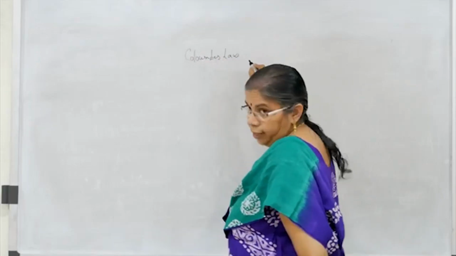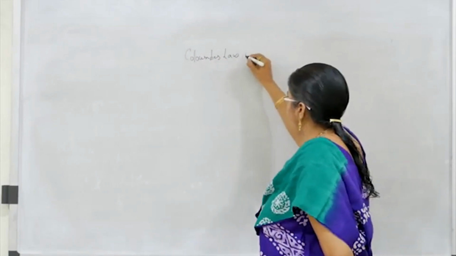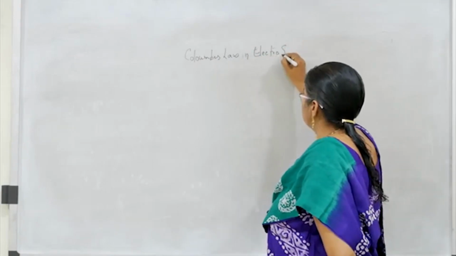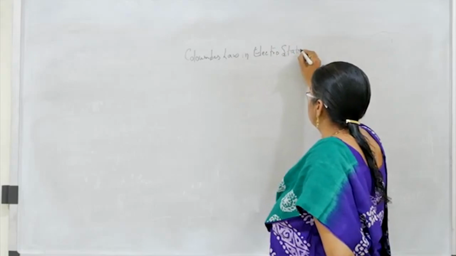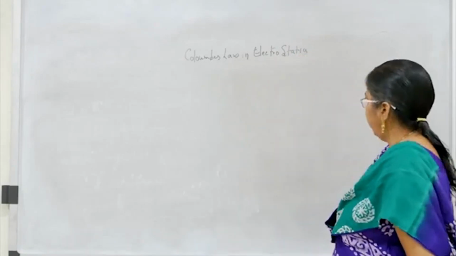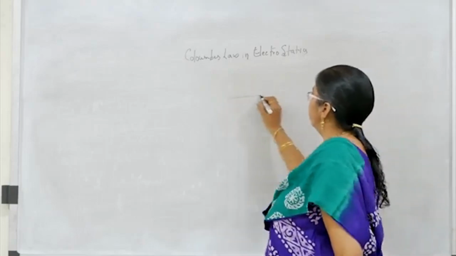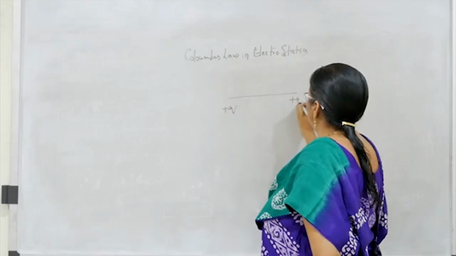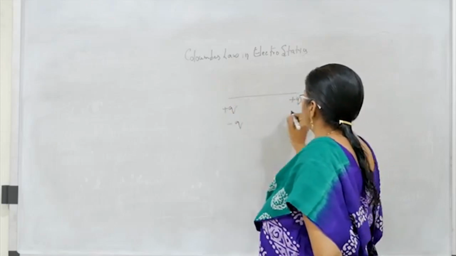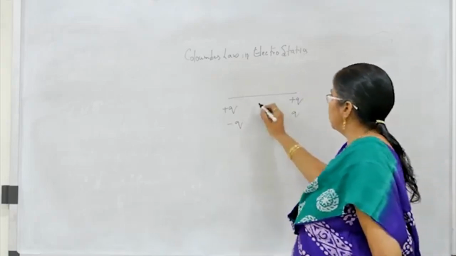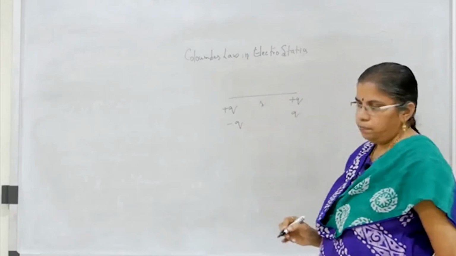Coulomb's law in electrostatics. So here, if I take two charges, either a positive charge or two negative charges, and r is the distance of separation between them.